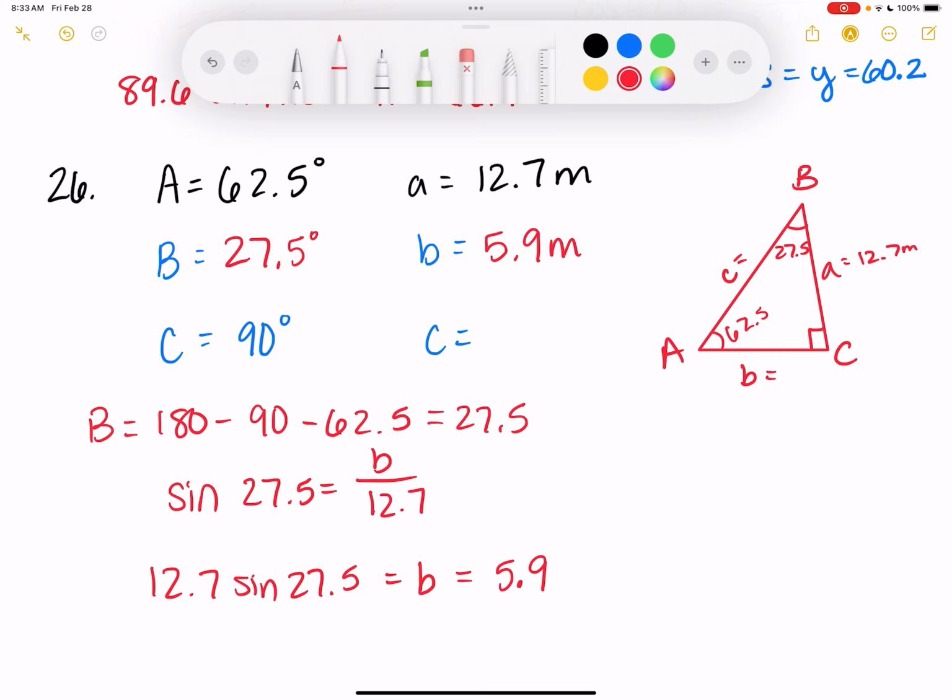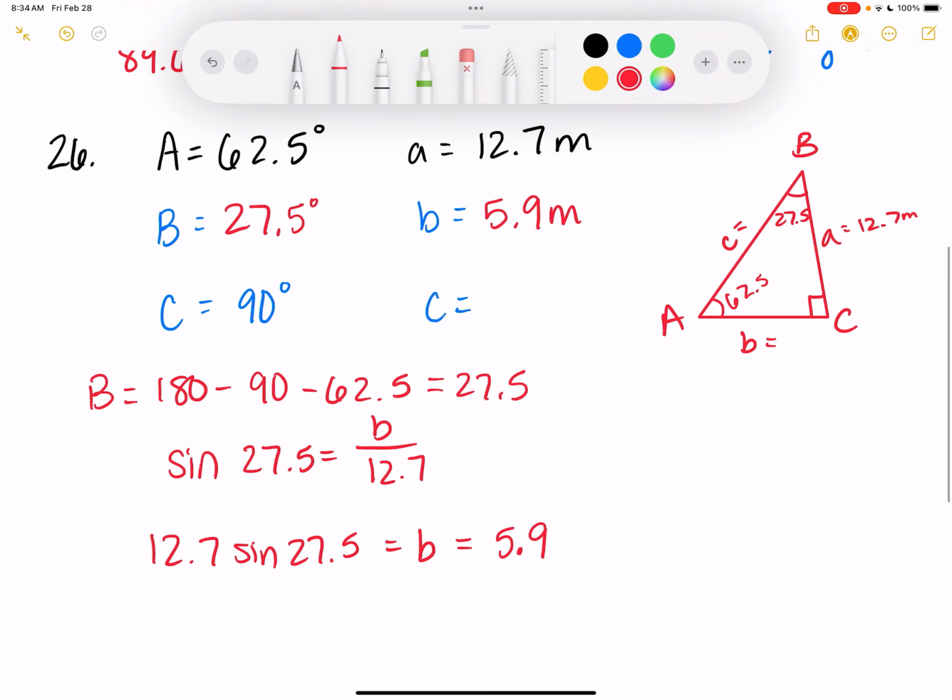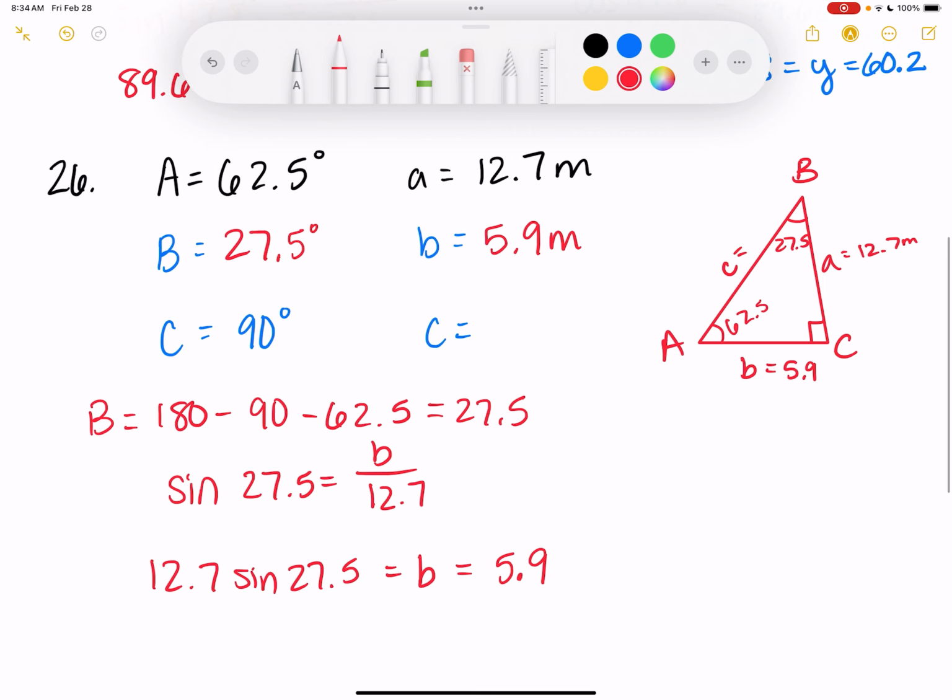So then side C, what trig function would associate something that I have with side C? You technically already said it. You just need to tell me what angle it is. And what angle do you want me to use? A or B? A. Okay, that's fine. So the sine of 62.5 is equal to opposite, so 12.7 over C.